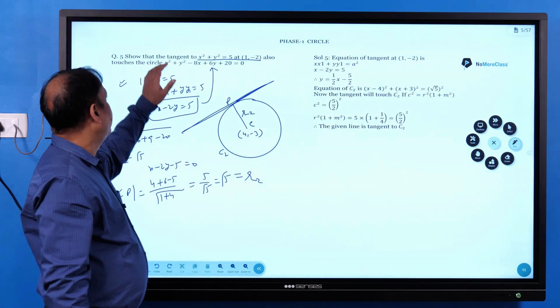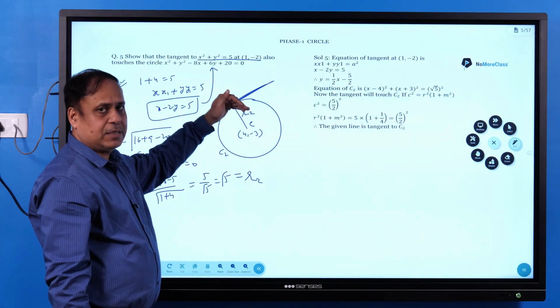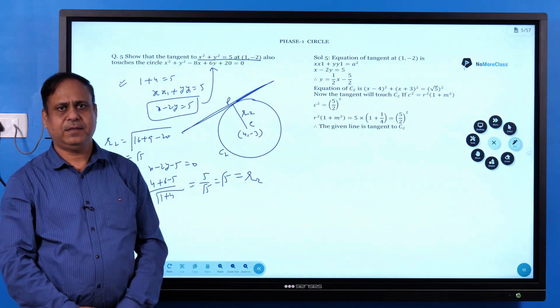So this tangent will also touch the second circle. That completes the question. Thank you.